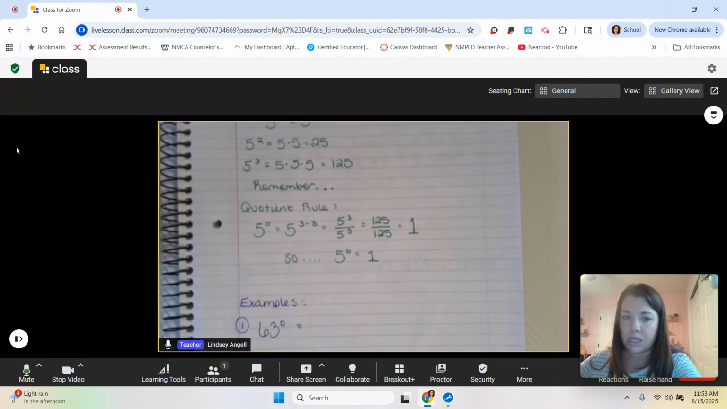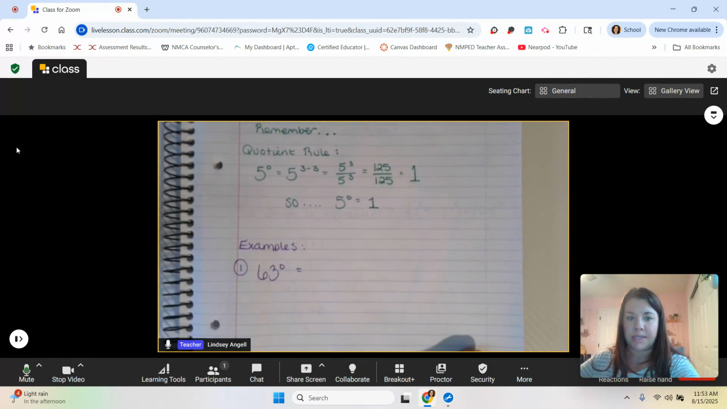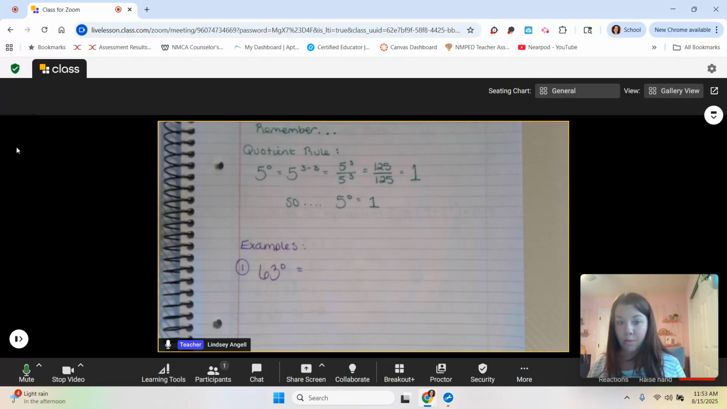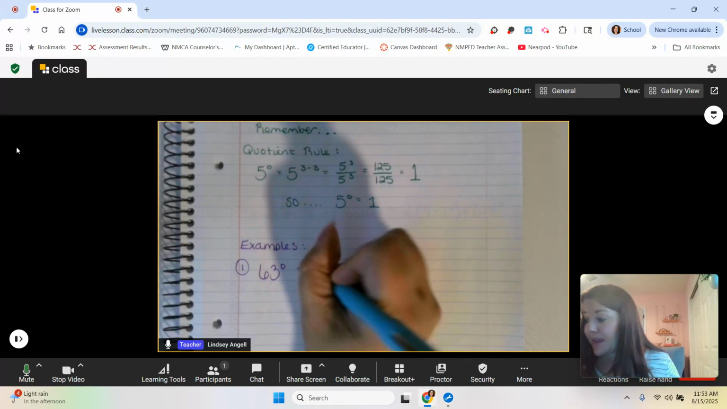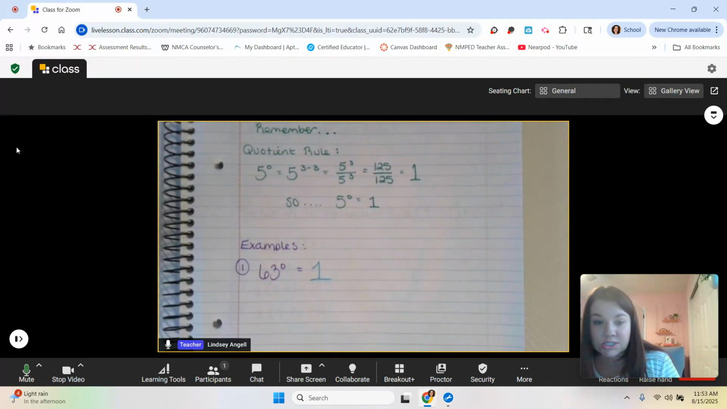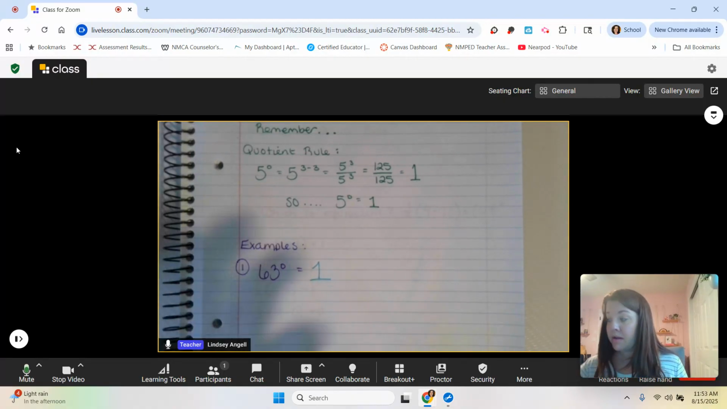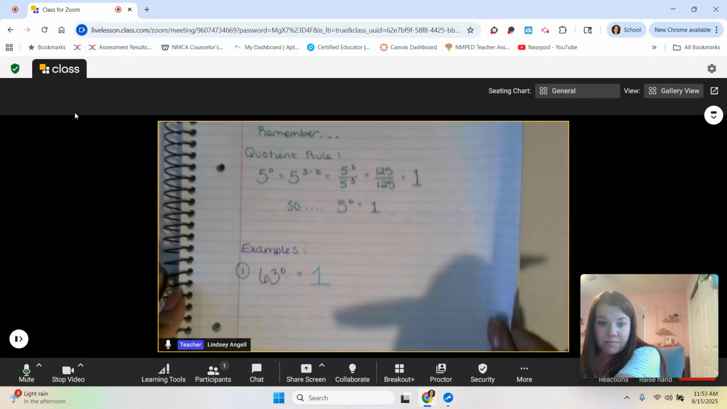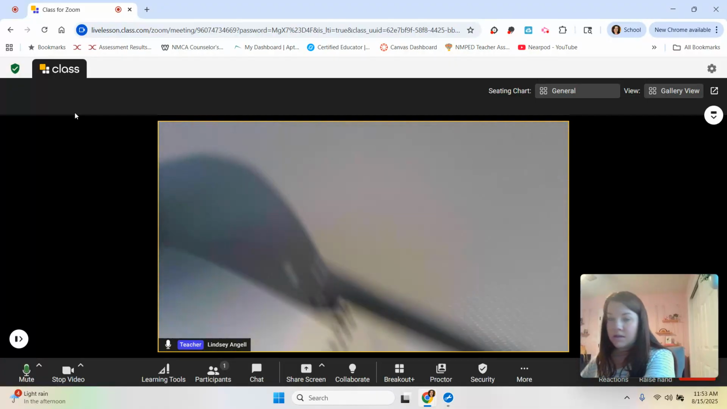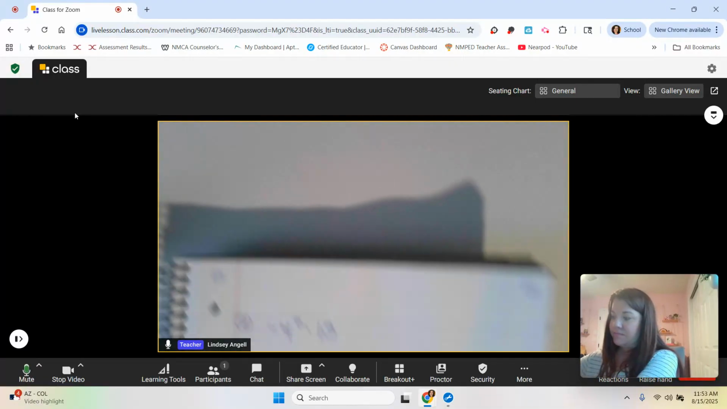So, let's go straight into our first example. 63 to the 0 power. Well, it's to the 0 power, so what does that mean about my answer? It's just equal to 1. There could be millions in there. If it's like 5,797,365, and it's taken to the 0 power, it is equal to 1. Kind of nice, right?